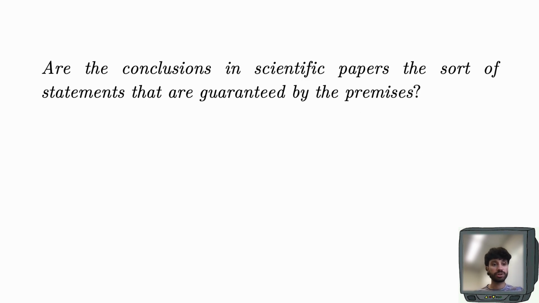Okay, so here's a question for you. Are the conclusions in scientific papers the sort of statements that are guaranteed by the premises? So in a scientific paper, you might see scientists conducting experiments, and then they might make an argument for why that experiment should be generalized. For example, I might run a trial on a particular vaccine, and it works on a small group of people, so I might conclude, well, this probably works for the general population.